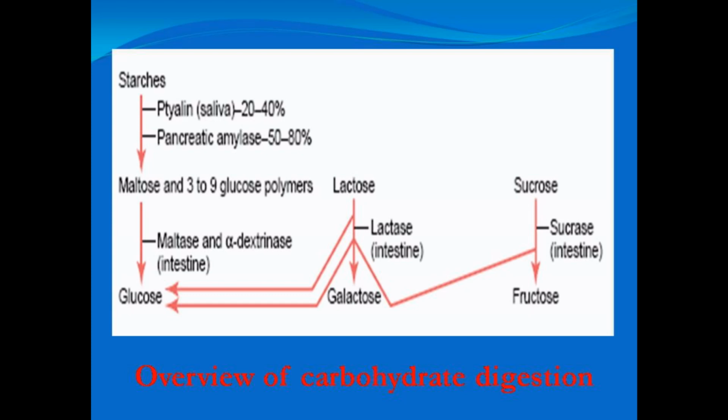Here is the general overview of carbohydrate digestion. Starch is broken down by the enzymes ptyalin and pancreatic amylase into maltose and 3 to 9 glucose polymers. Then these maltose and 3 to 9 glucose polymers are broken down by the enzymes maltase and alpha dextrinase, ultimately to glucose. Lactose is broken down by the enzyme lactase and produces galactose and glucose, and sucrose is broken down by the enzyme sucrase and produces fructose and glucose.